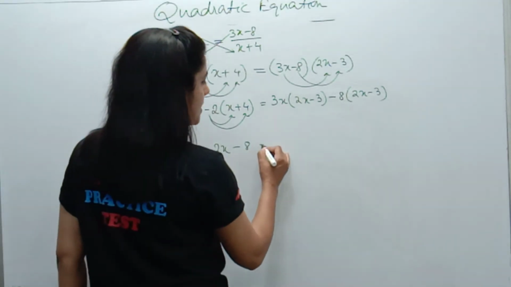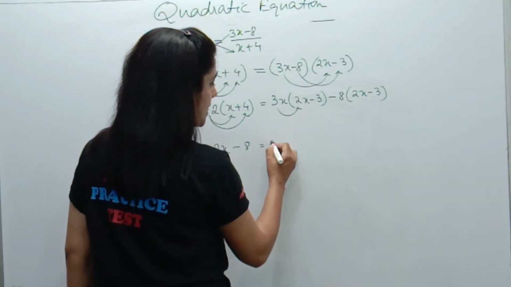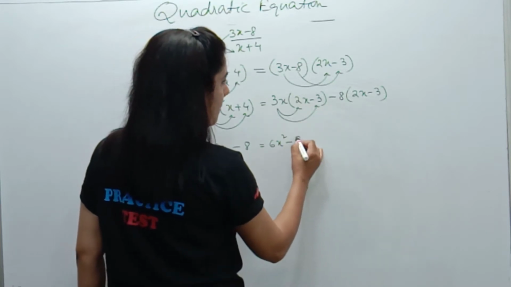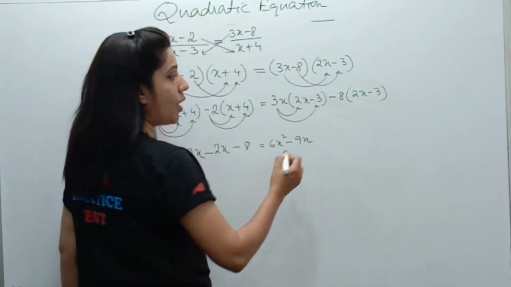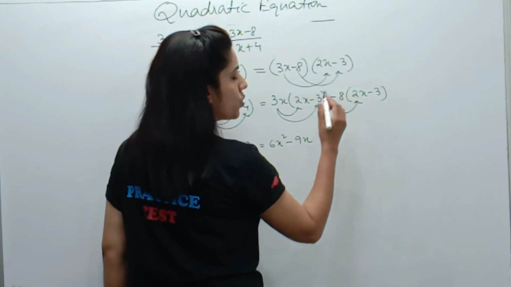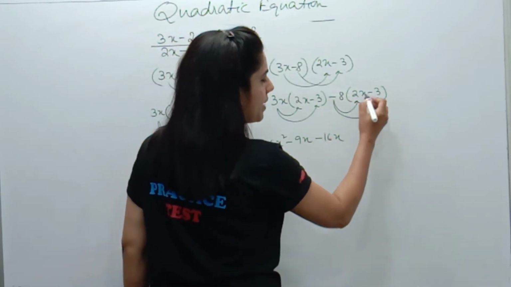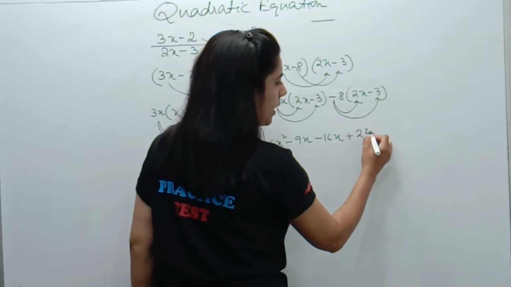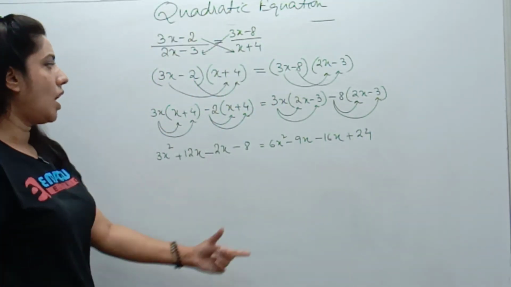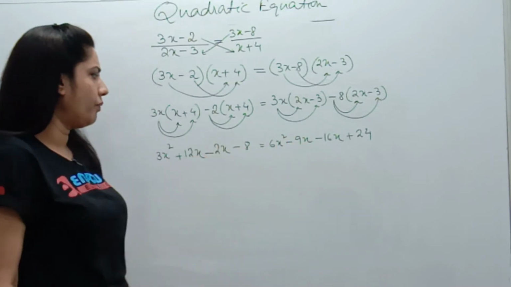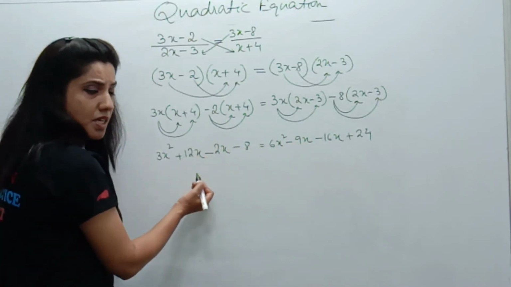Same thing in the right hand side, 3x into 2x, 6x square, 3x into minus 3, minus 9x. Now here minus 8 into 2x, minus 16x, minus 8 into minus 3, that is plus 24. Now get everything in the left hand side and make the right hand side 0. Before that you can operate the like terms as well.